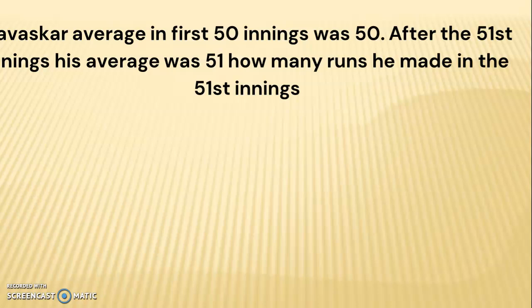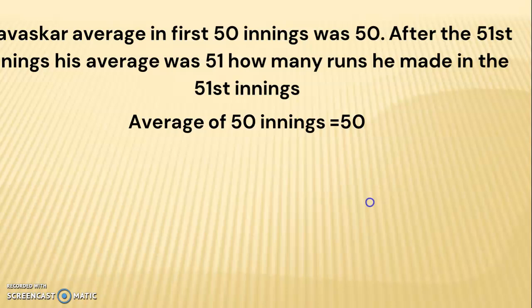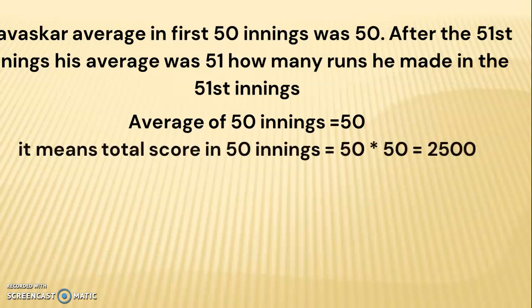Gavaskar's average in first 50 innings was 50. After the 51st innings, the average was 51. How many runs did he make in the 51st innings? So average for first 50 innings is 50. That means average of 50 innings is 50, means what is the total score he must have scored in 50 innings? It is 50 into 50, 2500. Then only you will get average value 50.